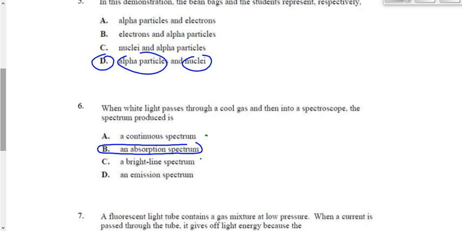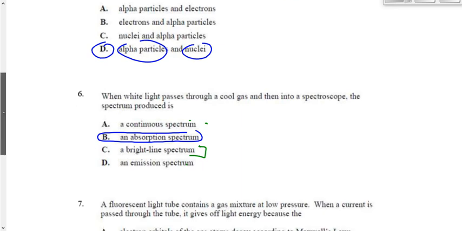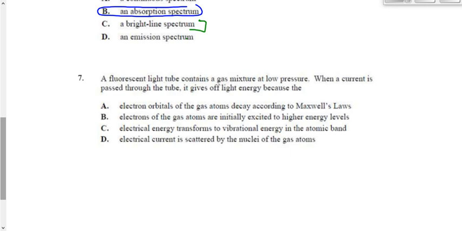And a bright line spectrum and an emission spectrum, the emission spectrum is just kind of a catch-all term for continuous and bright lines, so it wouldn't be that one. A bright line spectrum is produced when you have a hot gas under low pressure. And again, we'll spend a little bit more time on that with the diagram in a moment here. The answer is B.